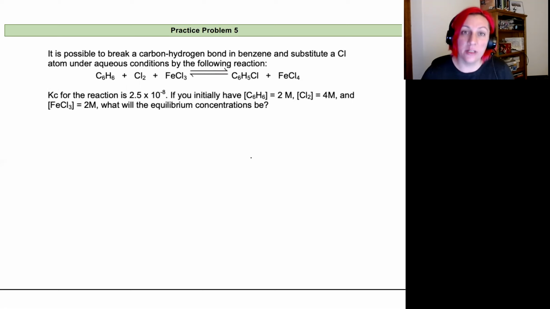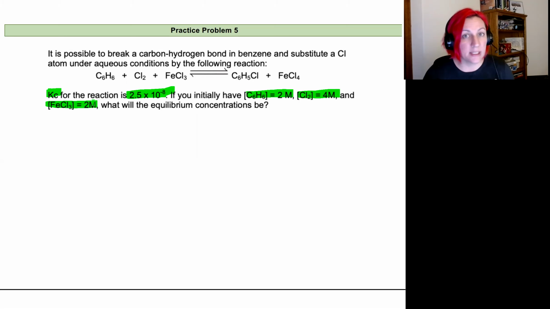In this problem, we are looking at benzene and chlorine and iron 3 chloride reacting to form a benzene molecule that, instead of one of the hydrogens, has a chlorine, and then iron 4 chloride. So we're given a K for this reaction. We're told it's 2.5 times 10 to the negative eighth. I'm just going to note right off the bat that that is a small number. Initially you have a concentration of benzene that's 2 molar, chlorine that's 4 molar, and iron 3 chloride that's 2 molar. We need to figure out what the equilibrium concentrations are going to be.